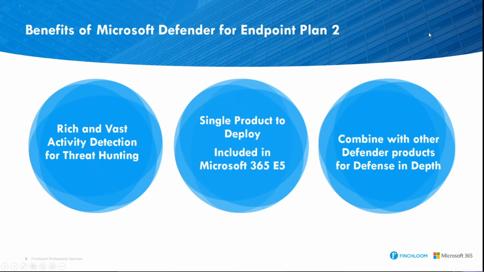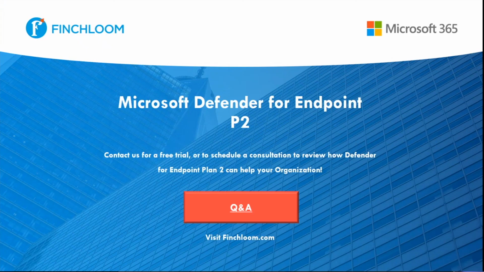So some of the quick benefits here before we conclude. You get a rich and vast activity detection module for threat hunting. You get a single product to deploy. It's included in Microsoft 365 E5. If you already have that subscription, you already own Defender for Endpoint Plan 2. And you can combine with other Defender products like Defender for Identity, Defender for Office 365, and Defender for Cloud Apps to get that true defense in depth through the single investigation and alerting console. So those are some of the big benefits for moving up to Defender P2 if you don't have it today.